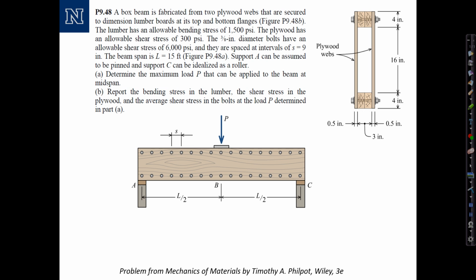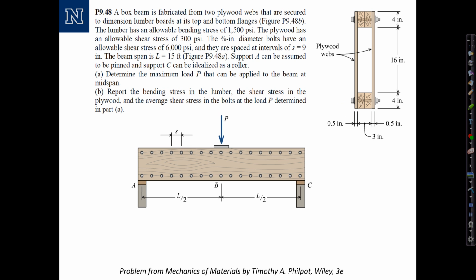That implies that we need to check the bending stress in the lumber. The plywood has an allowable shear stress of 300 psi. That implies that we need to check shear in the plywood webs. And then finally, the 3/8 inch diameter bolts have an allowable shear stress of 6000 psi and are spaced at intervals of 9 inches. And this shows the longitudinal direction and the spacing of the bolts. This implies that we need to check shear across the connection interface.